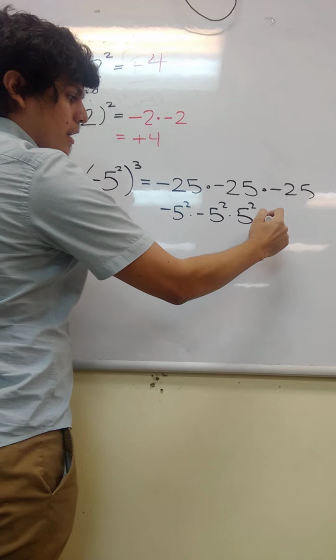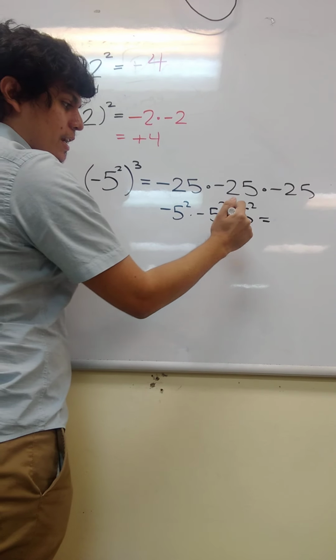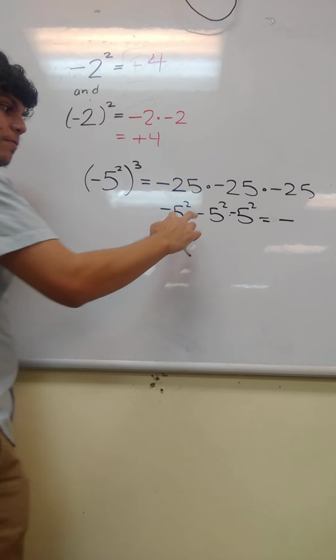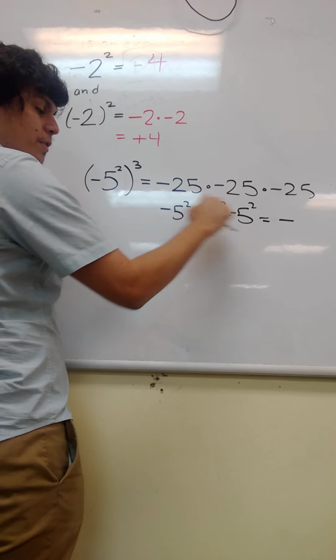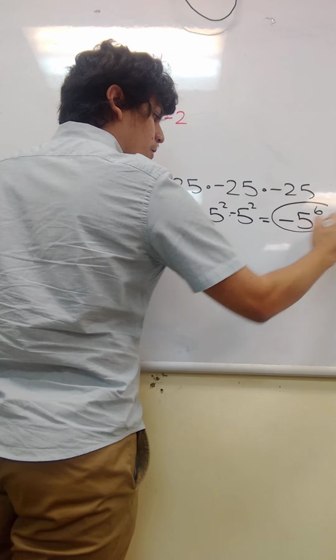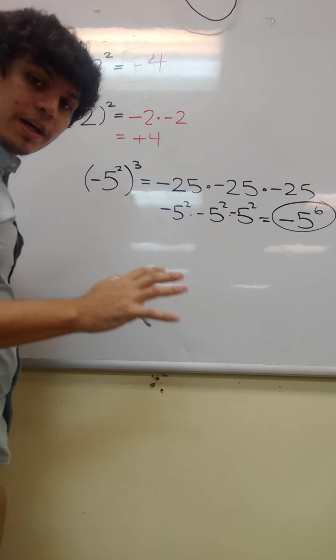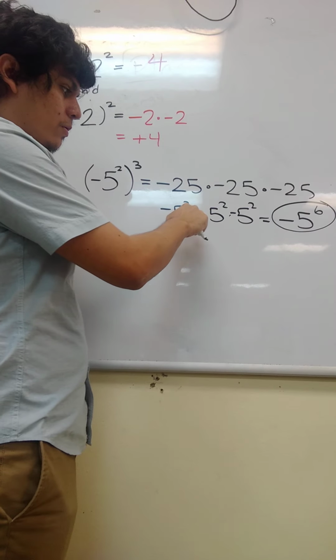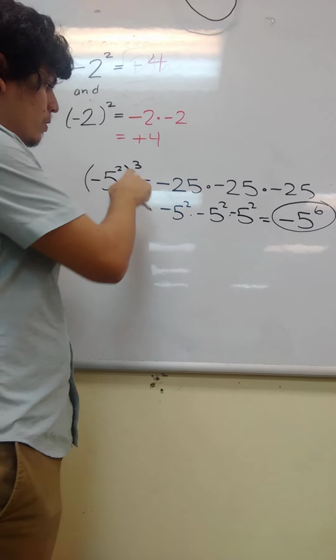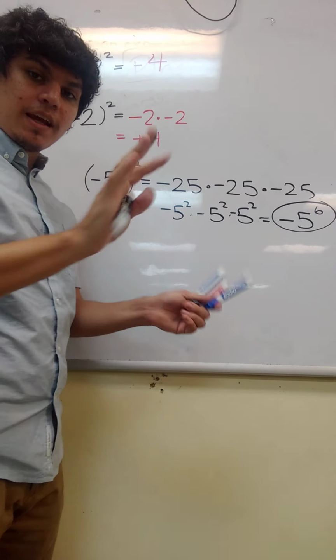So, in the end, negative times negative times negative is what? Negative, that's right. And I have 3 of these 5 squared, so I can change that into -5 to the 6th power. Now how did you do that? Because I have 2 here, 2 there, and 2 there. Or I could have just used my rule and said 3 times 2 is 6, and that's that.